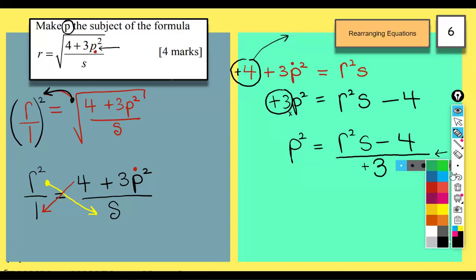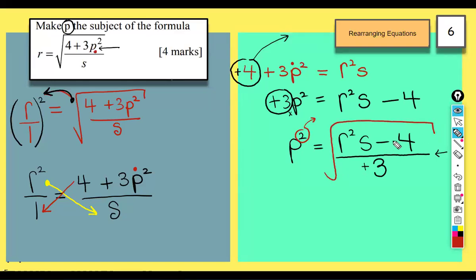Now we just have one last person to throw across. The squared. Remember, we want to make who the subject? P. So when you throw across squared, you're going to get what? Square root. But the entire expression here, waiting, the entire thing gets square rooted. So you have to draw one giant square root sign here. And that's the final answer.